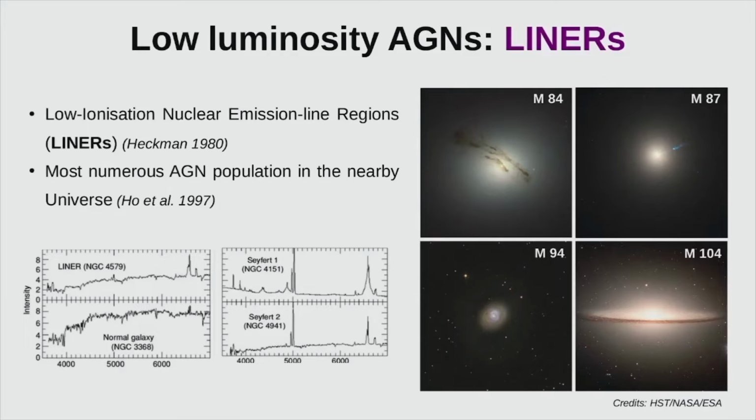The great thing, or the most important thing about LINERs, is that they are the most numerous population of AGNs in the nearby universe, and this basically allows us to actually study the physics of the AGN in a really nearby context.